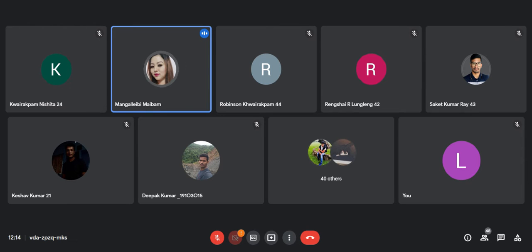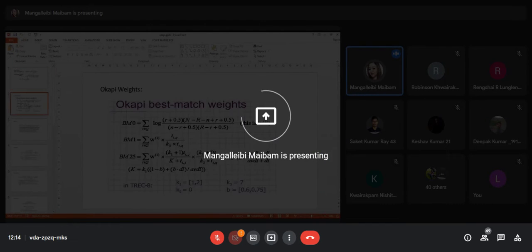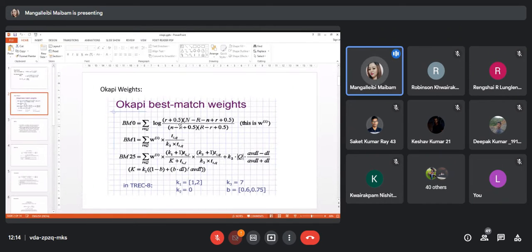So instead, I will share another screen. Okapi. Okay. So you can see here, BM0, the basic weight will be there, and after that our improved ranking will be our BM0 model.